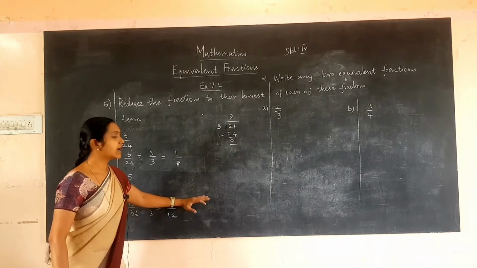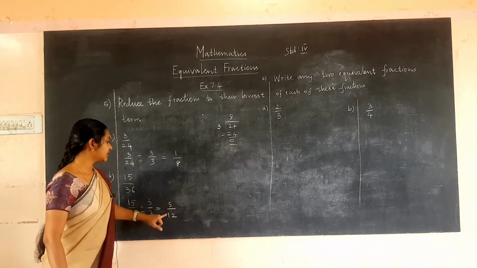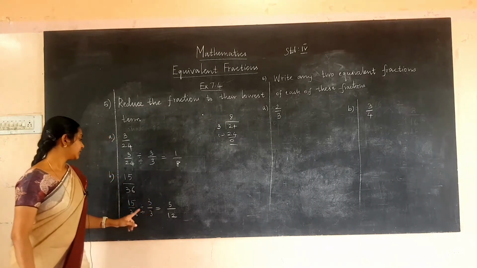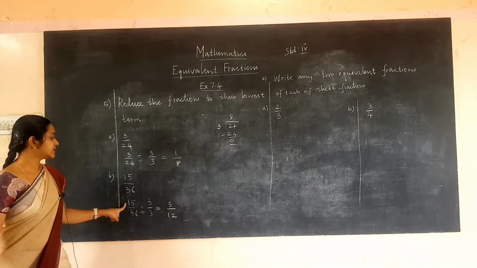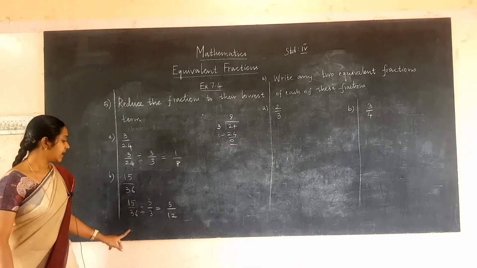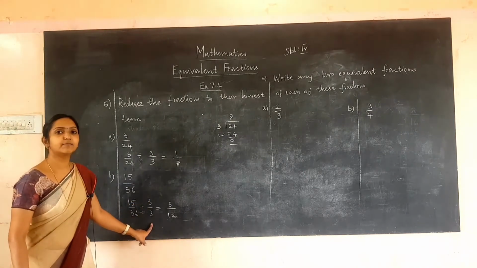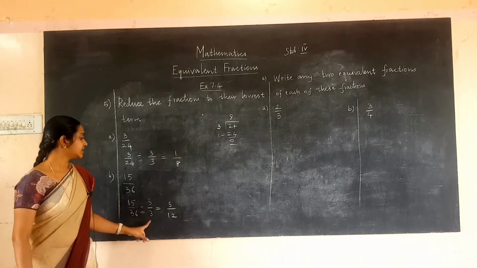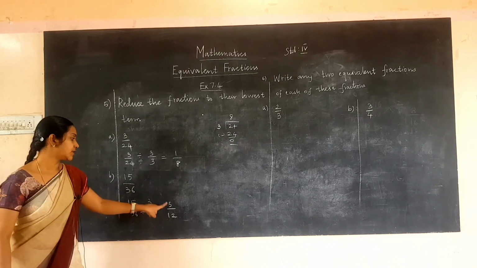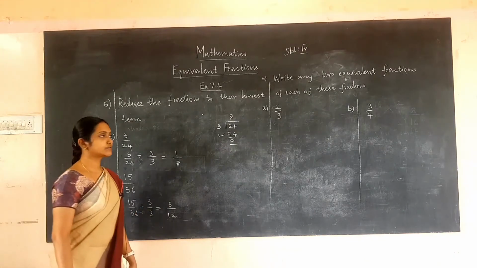We should reduce until the numerator and denominator's common factor is 1. You can see that 15 is divisible by 3 and 36 is also divisible by 3. So, we have divided it by 3 by 3. If we divide, we will get 5 by 12. So 5 by 12 is the reduced form.